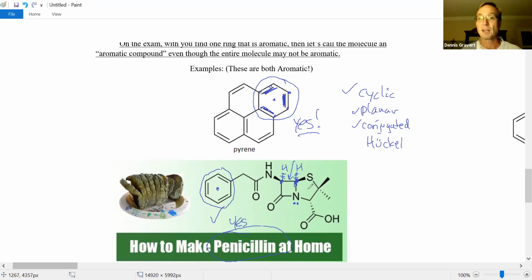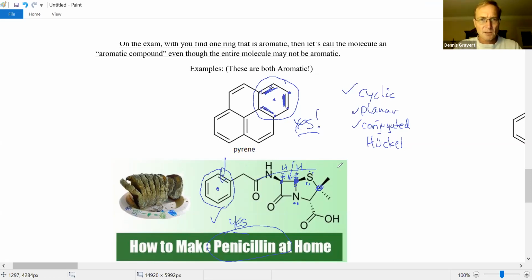How about the 5-member ring? Same deal. Got too many atoms sp3. No one's got a p orbital here. Maybe the nitrogen, maybe the sulfur. But you need every atom in the ring to possess a p orbital, and they don't. This one definitely doesn't. That one doesn't. Yeah. So this part of the molecule is not aromatic, but this part over here on the left is. But that's enough to classify the entire molecule as, yes, aromatic.